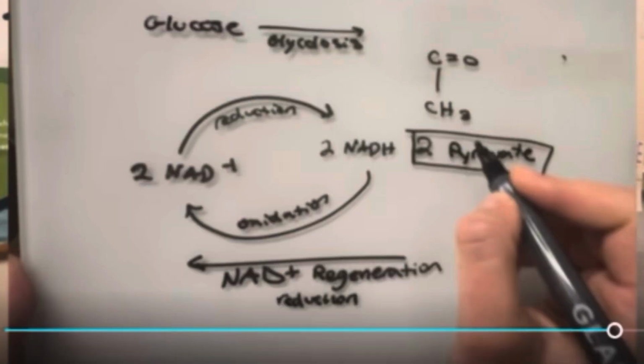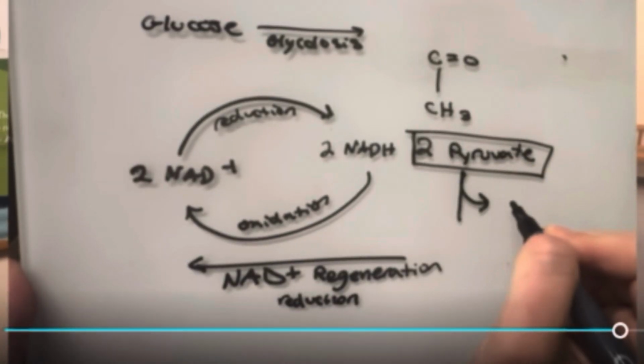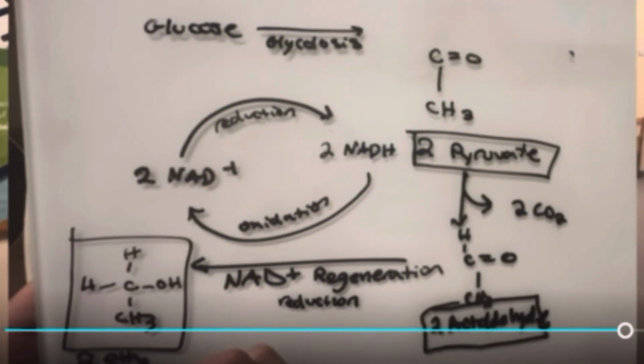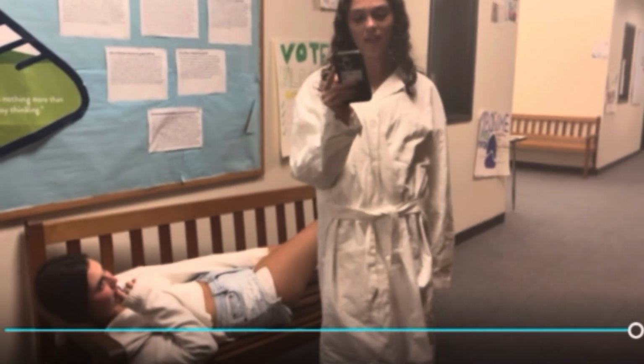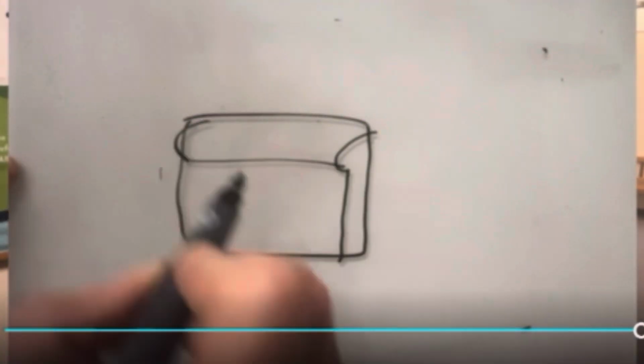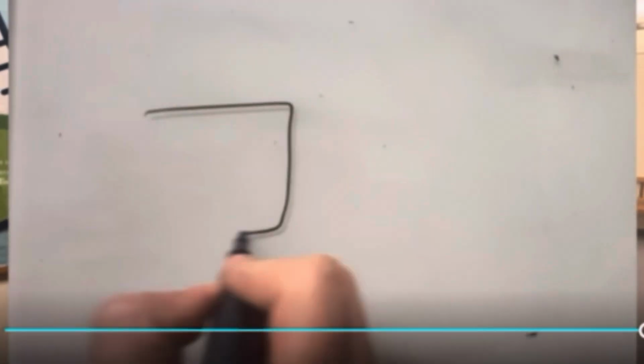These pyruvate molecules release CO2. By NAD plus regeneration, we then create ethanol. Both ethanol and carbon dioxide are used to create many of the foods we eat today. This includes the yeast in bread, pizza, and even beer.